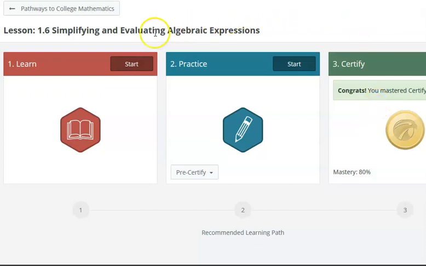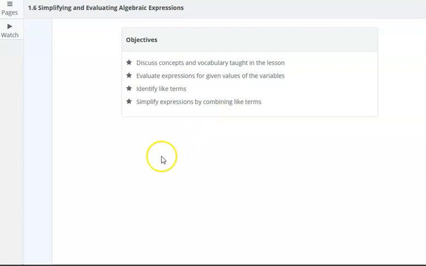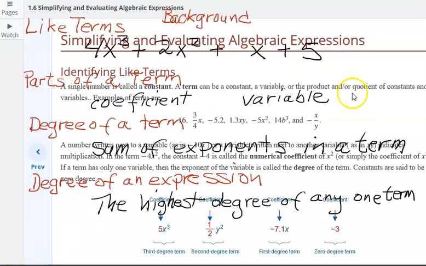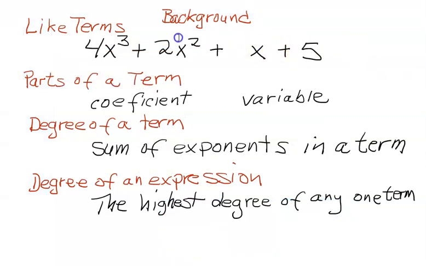Going on now to learn in lesson 1.6, simplifying and evaluating algebraic expressions. We're going to start off by doing some vocabulary building. These are the objectives. Now to start us off, and this looks rather confusing, so we'll go to our whiteboard and we want you to put in your notes background and then basically copy this as we go along.